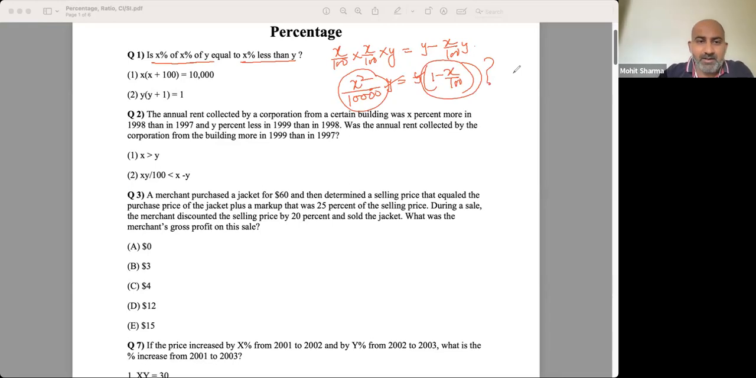Okay. Now, if you simplify this first statement, what do you get? X square plus 100x is equal to 10,000. This is what you get. Okay. So if we compare these two things, this versus this, what do you get? Do you get something?